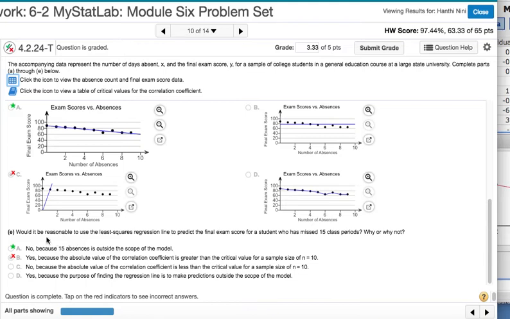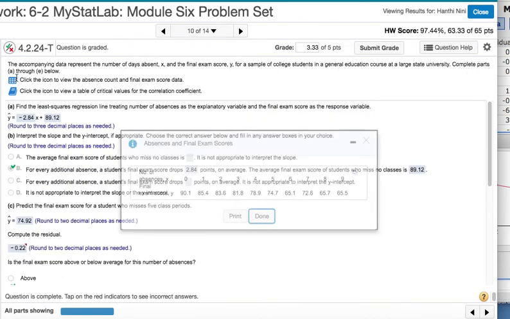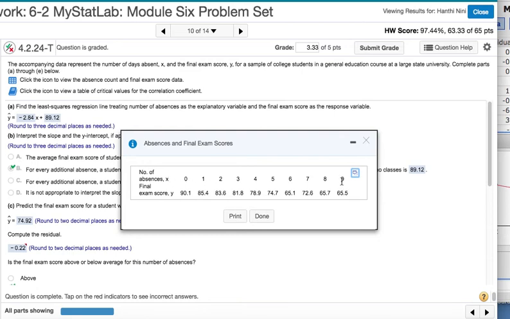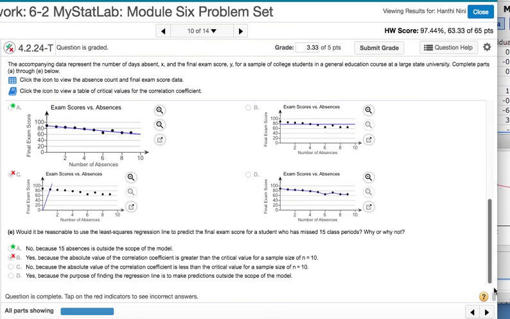It just goes in one direction. And then the last question: would it be reasonable to use the least squares regression line to predict the final exam score of a student who has missed 15 class periods? Why or why not? Well, our data set is only from 9 days. So if we click here, we only have 9 absences total. So we don't have information that's outside of our range. 15 absences is outside of the scope of the model. So that would be no.